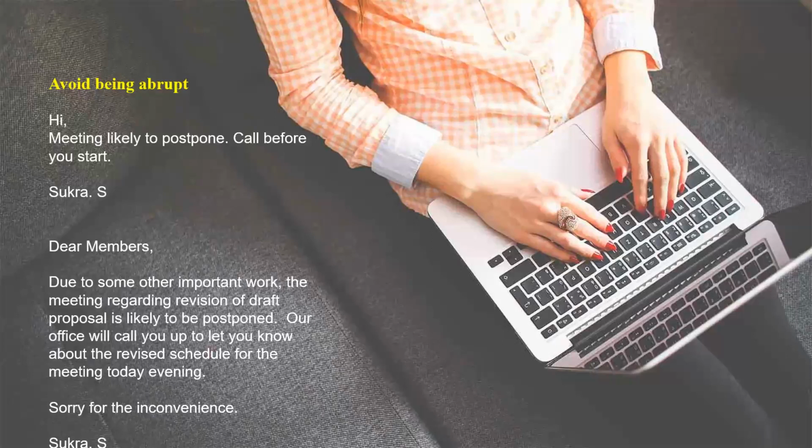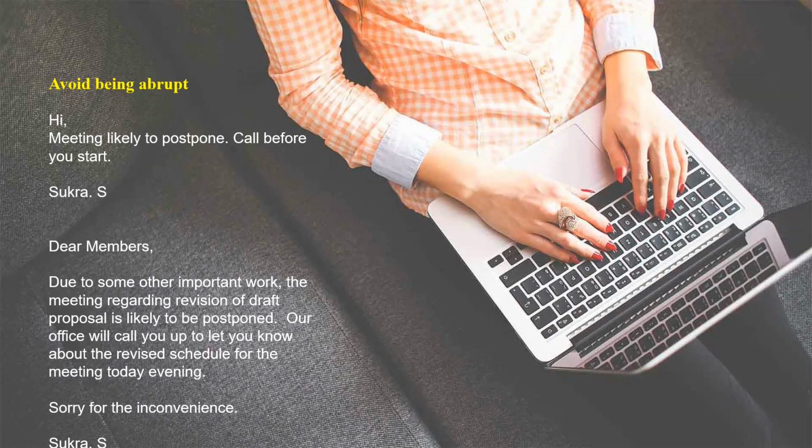Now, I have given a very simple example. Just look at both the modes of writing. "Hi, meeting likely to postpone, call before you start." The second mode of writing is, "Dear members, due to some other important work, the meeting regarding revision of draft proposal is likely to be postponed. Our office will call you up to let you know about the revised schedule for the meeting today evening.